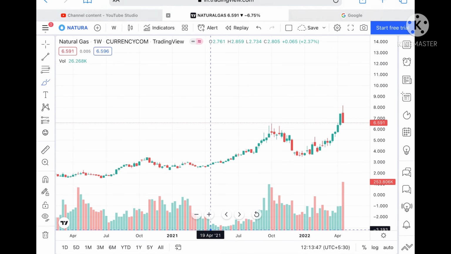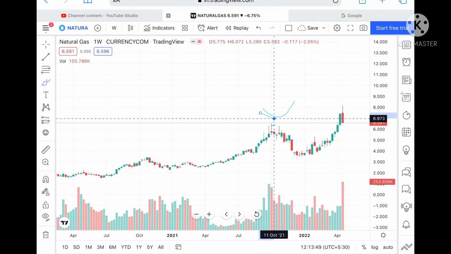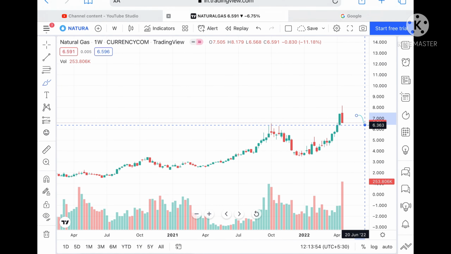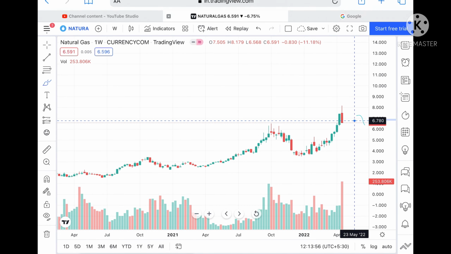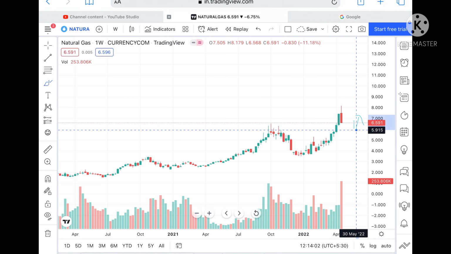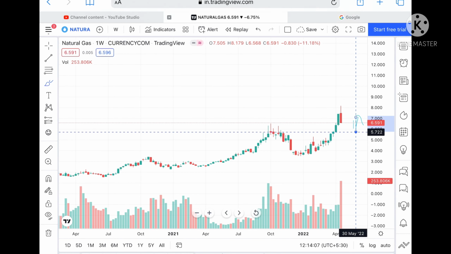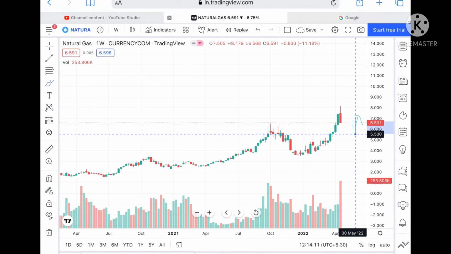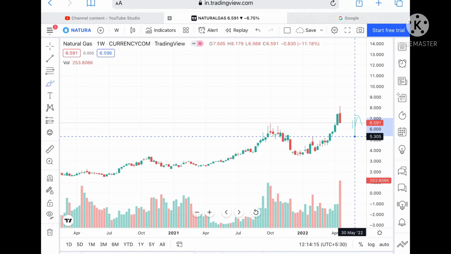But from my point of view, we can see a bounce back from this level. If it breaks this level, we can see it come down to 6.363, and from there move further low towards 6.075. If it goes below that level, it can move towards 5.947, and from there towards 5.722. If the price goes below this level, it can touch 5.498, and from there move towards 5.305.